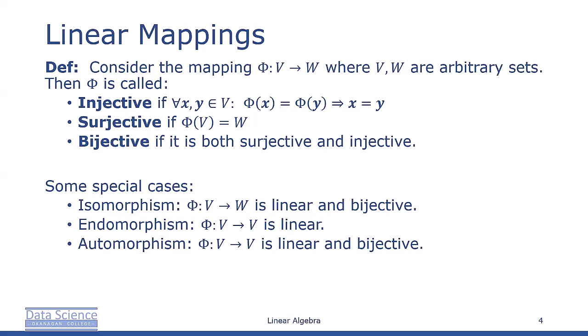if phi is surjective, then every element of W, that's the target set, can be reached from V. That is, there's some element in V that reaches every element in W. If phi is bijective, that more or less means it can be undone. So that means if phi of x is equal to y, there's an inverse function that we can apply to y to get back x.